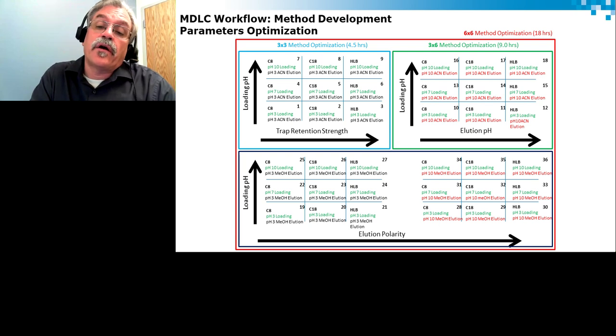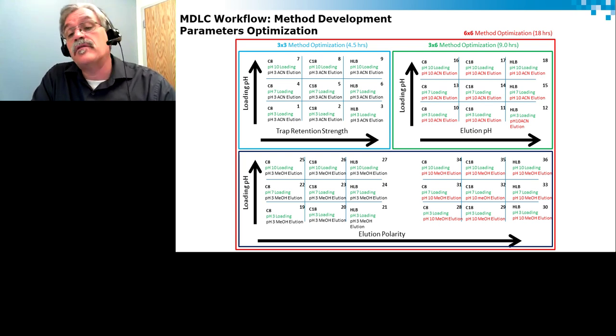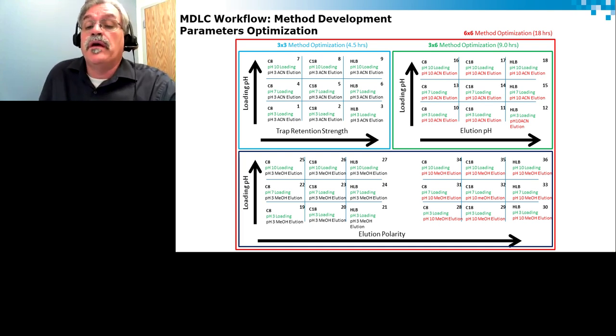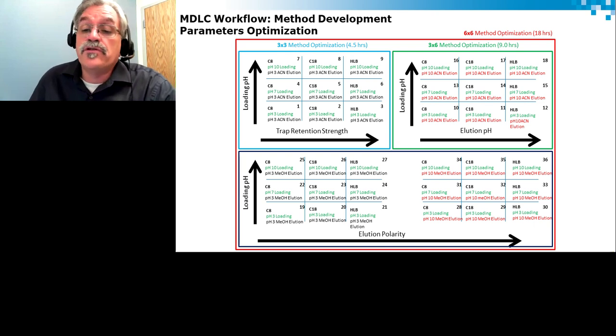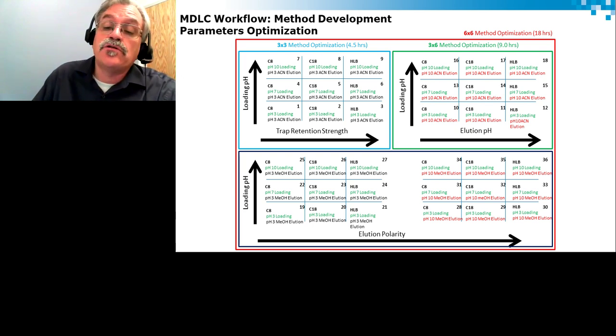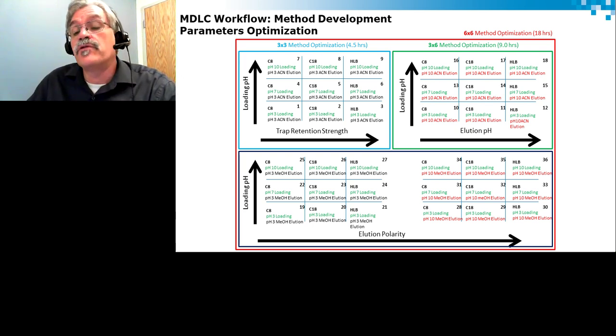Also, we're going to vary the pH: pH 3, 7, and 10. Now, that particular sample will be eluted off the traps with a standard ACN mobile phase at low pH onto a C18 column. So now here we have 9 methods that look at retention strength and loading pH on the first dimension.